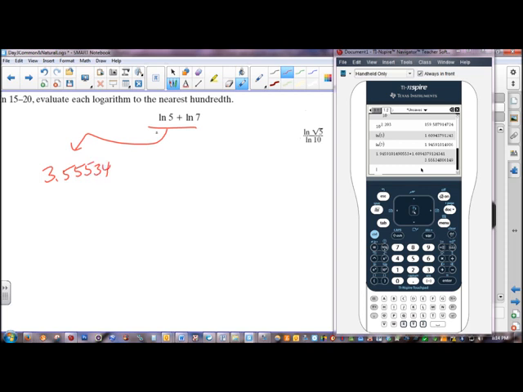3.55534, and then I would round that off to the nearest hundredth, come up with 3.56. So that's one way of doing it. I got a number for this one, I got a number for this one, then I added the 2 numbers. But there's another way I could do this.